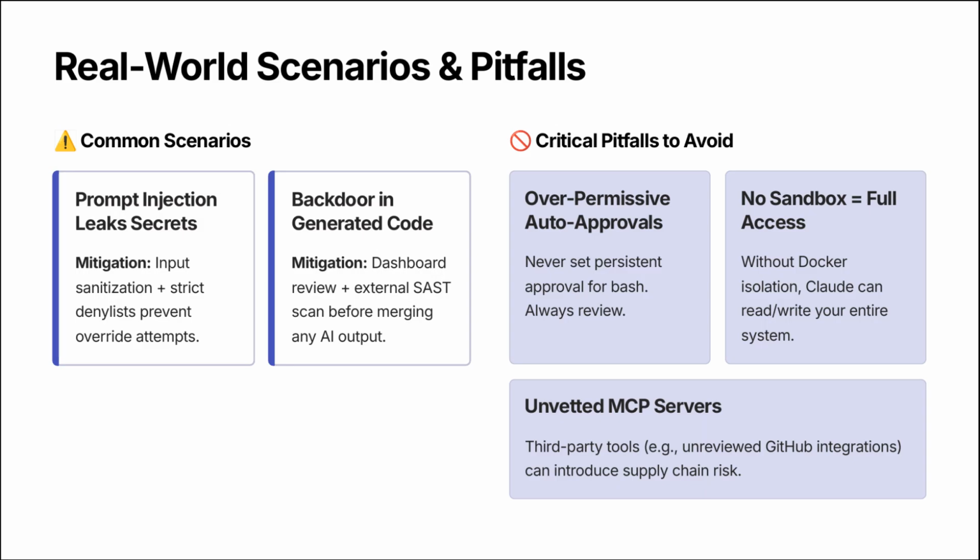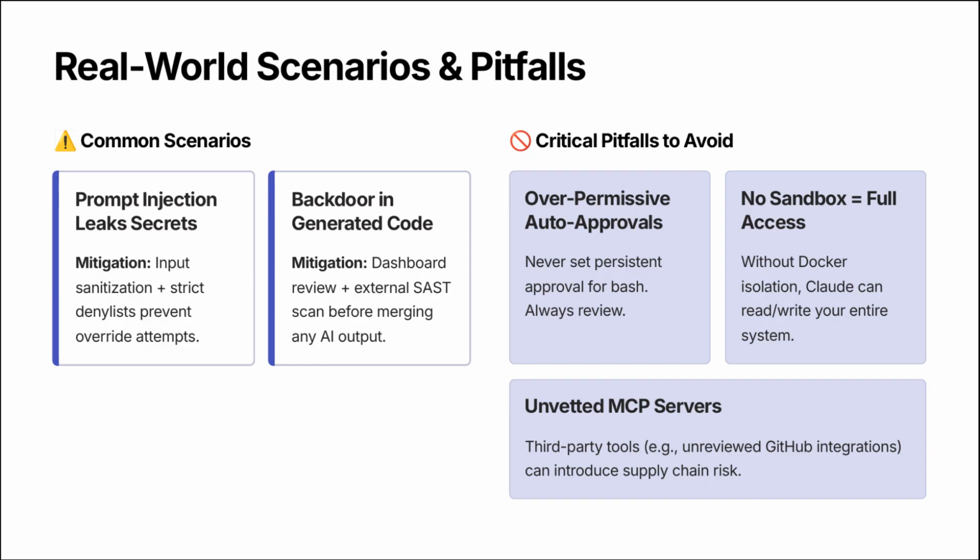One such pitfall is over-permissive auto-approvals. It's important to remember to never set persistent approval for bash. Always review before approving. Another critical pitfall is not having a sandbox, which can lead to full system access. Without Docker isolation, Claude can read and write your entire system, which is a significant security risk.